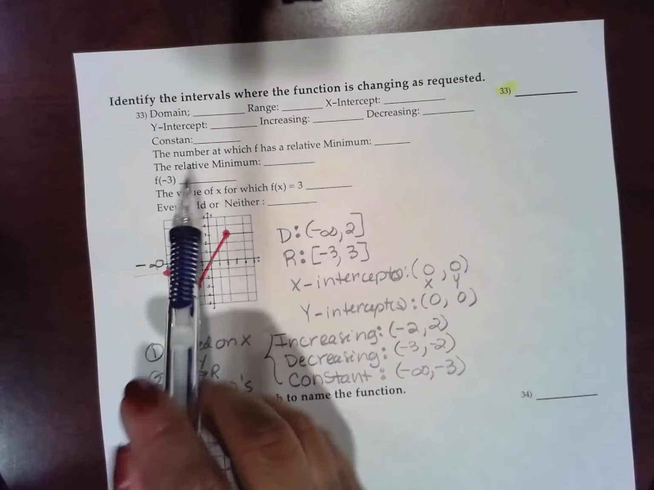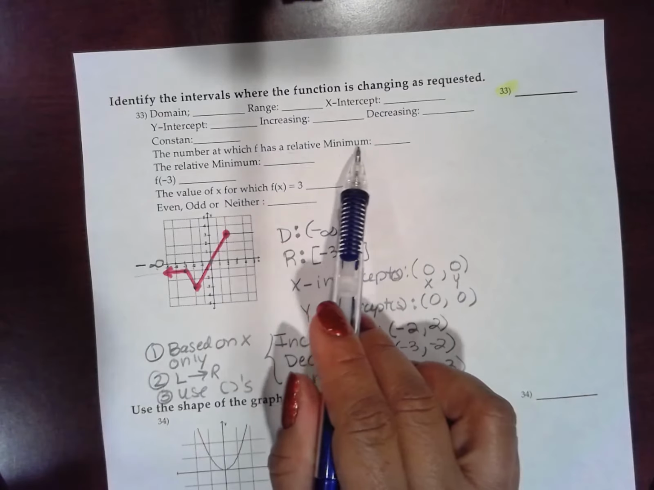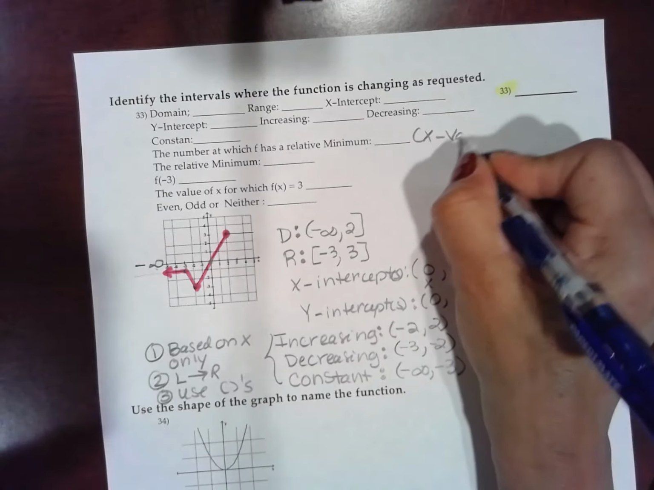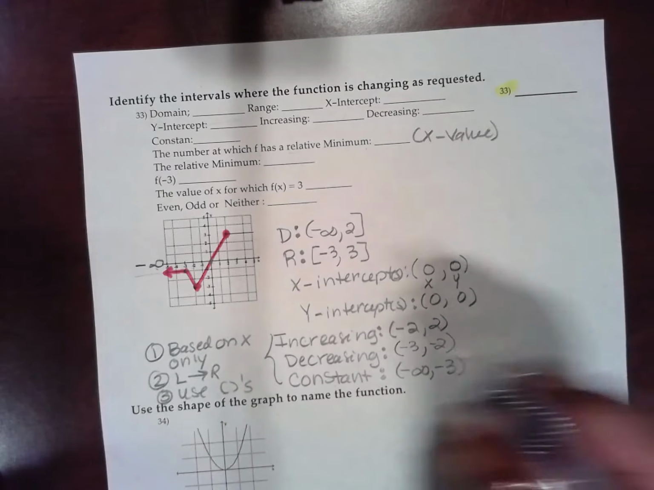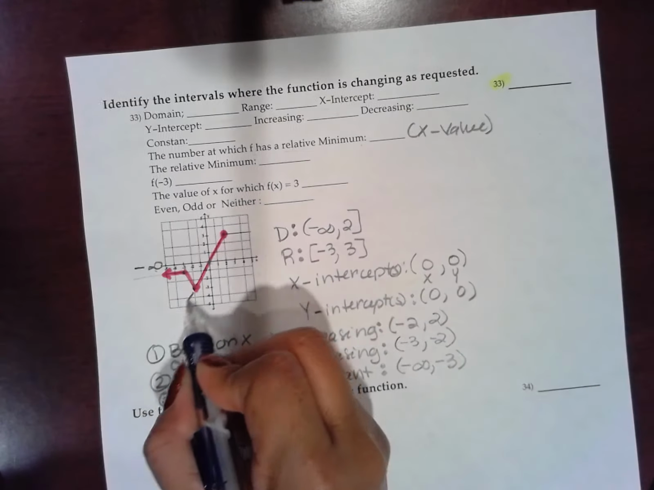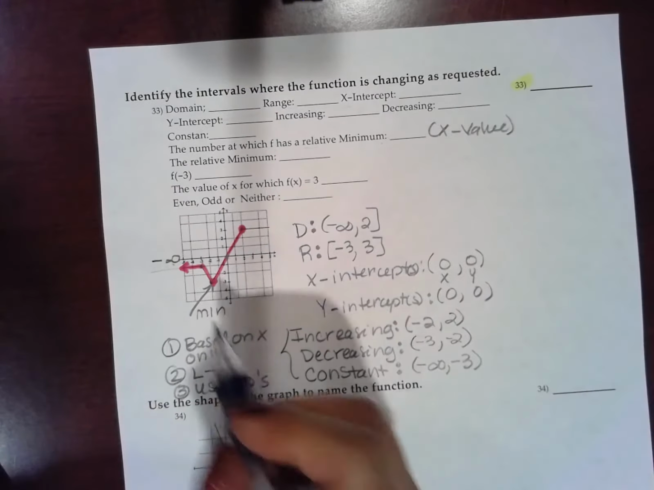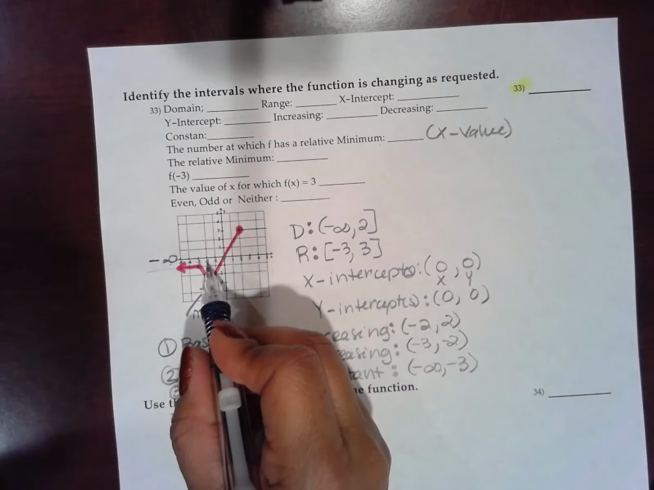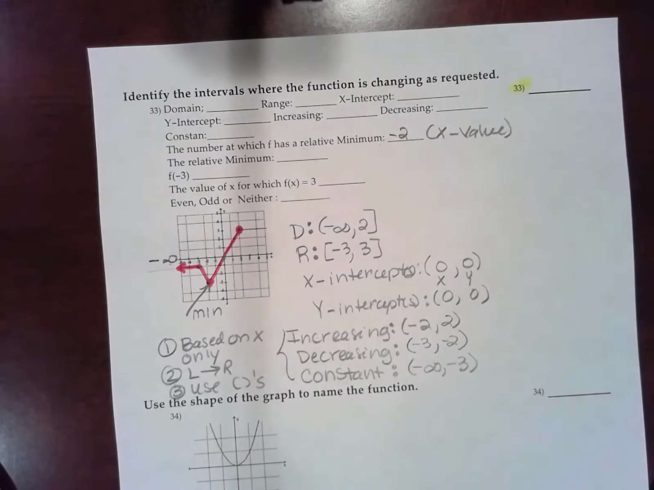Then the next ones are the number at which f has a relative minimum. It's really asking you to identify the minimum and tell me what is the x value there. The lowest value is here. This is the minimum. So you will look at this and say, what is the x here? You look up, x is negative 2. So the answer here is negative 2.